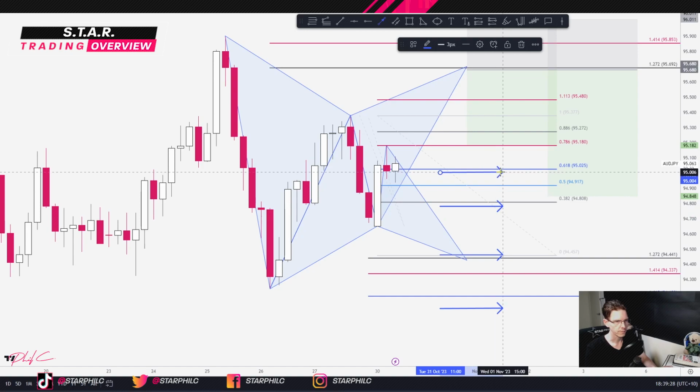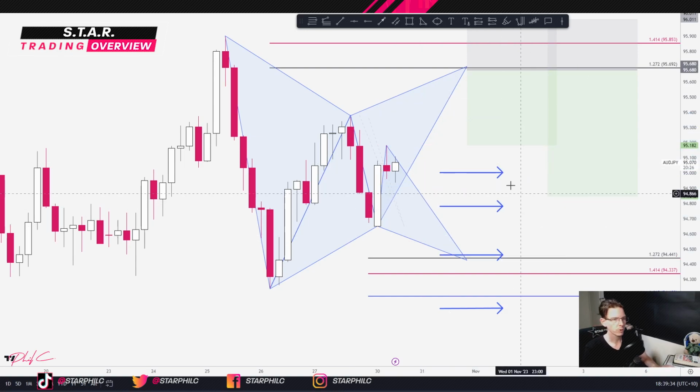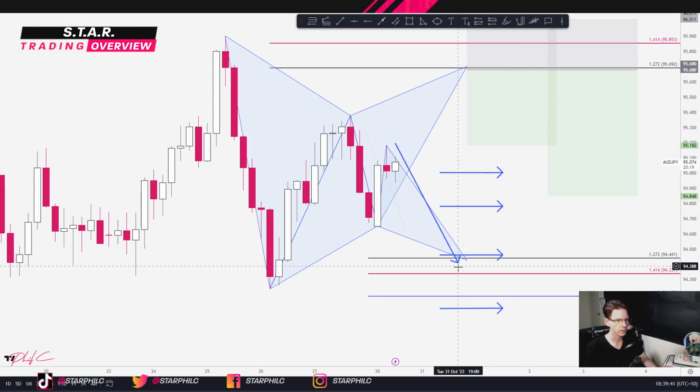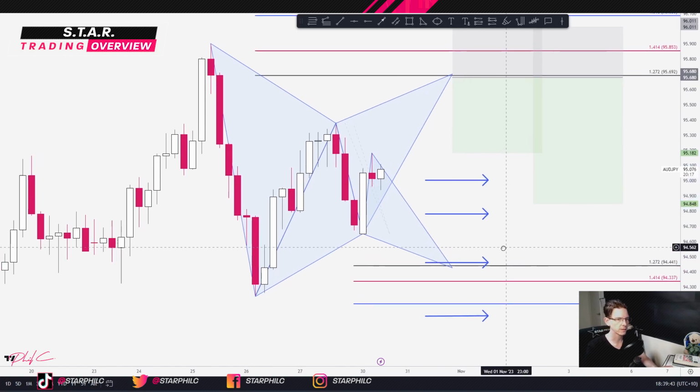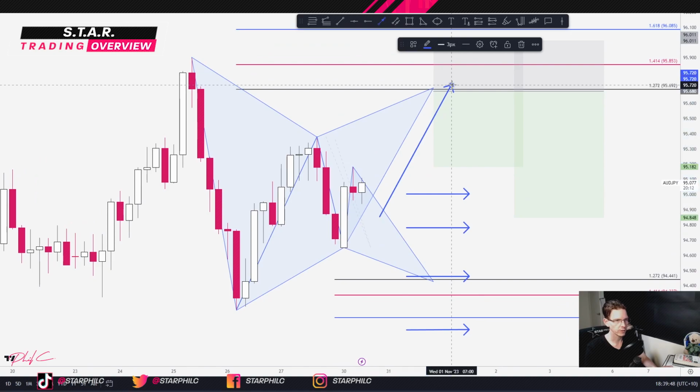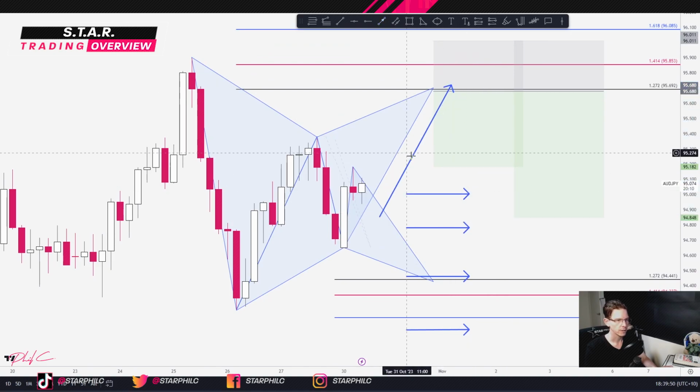So again, target 1 is at the 382 right here, and then target 2 will be at the 618 right there. Okay. So as I mentioned at the start of this video, it doesn't matter where price action goes from here. Okay, if we come all the way down, we can buy it up into target 1 and target 2. I'll complete the pattern there. And if we come all the way up from here, we are going to sell into target 1 and target 2 there.